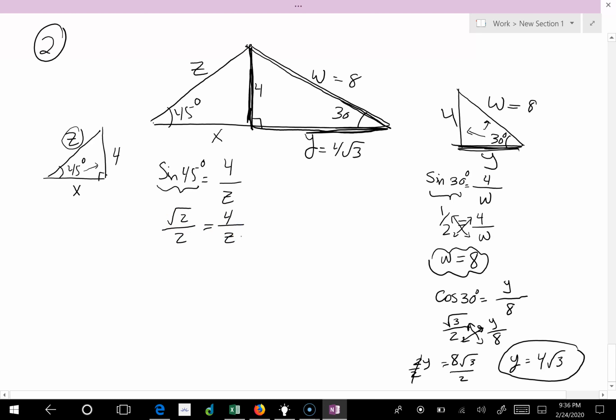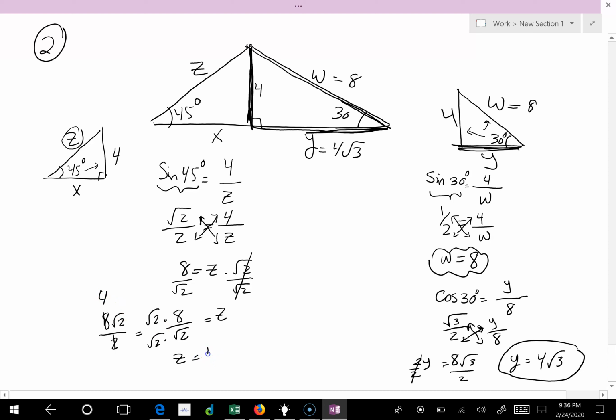So that's 4 over Z. You cross multiply. So 8 is equal to Z times root 2. You divide both sides by root 2. Z is equal to 8 over root 2. In this case, if you rationalize things, simplify, then I want you to do it. So on top you have 8 root 2, on the bottom you have 2. Things cancel, Z is equal to 4 root 2.